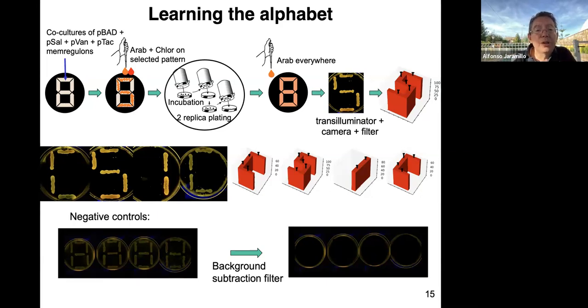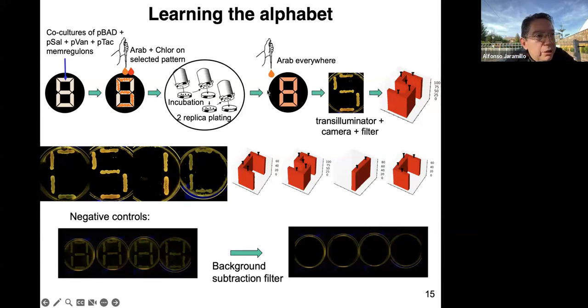And then you put in the cells, and you put in arabinose and chloramphenicol on only this cell, this cell, this cell, this cell, and this cell, making the shape of an S. Then what you do is a replica plating when you do the change of parental, and what happens is that the weight of only the arabinose membregulon will increase, but not for the others.